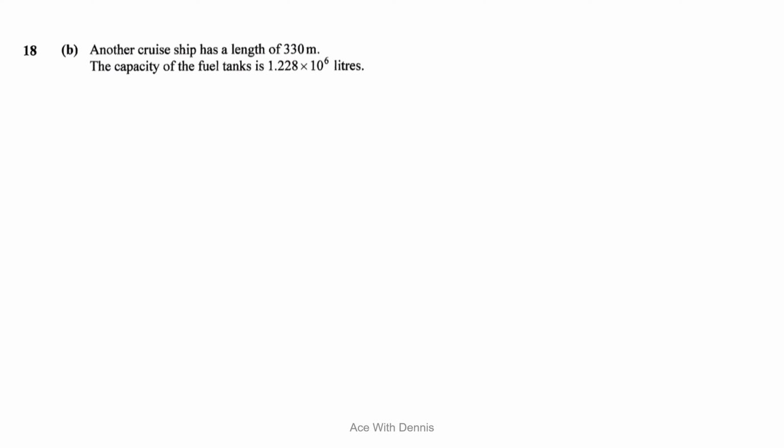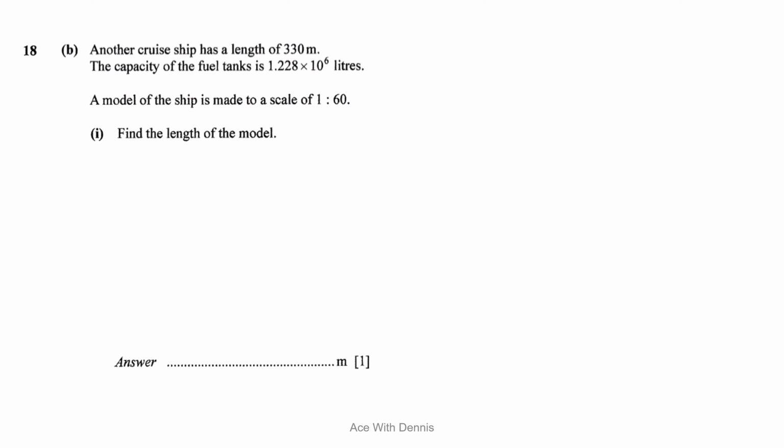B. Another cruise ship has a length of 330 meters. The capacity of the fuel tanks is 1.228 times 10 to the power of 6 liters. A model of the ship is made to a scale of 1 to 60. 1. Find the length of the model.